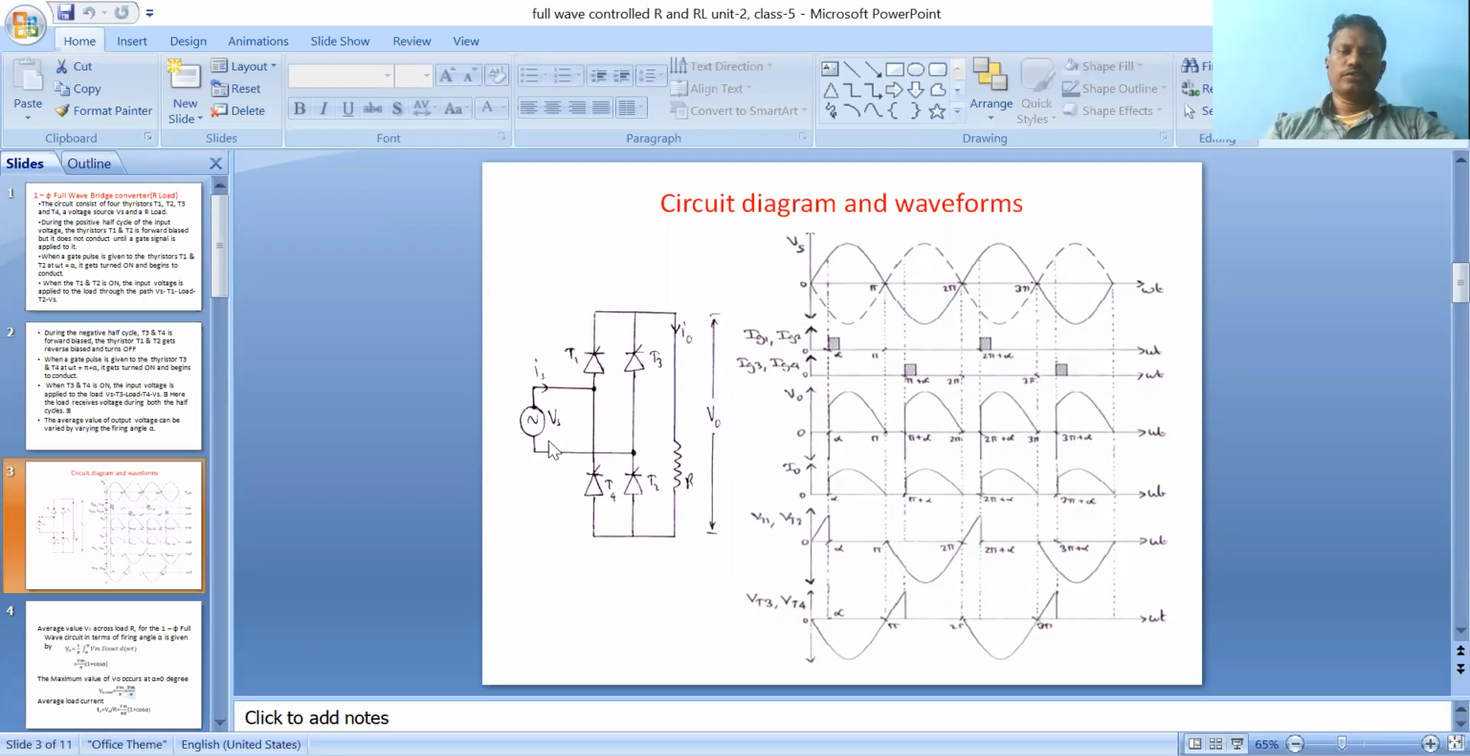The supply is AC and we are getting DC. It is called AC to DC, which is a rectifier. So the name of this circuit diagram is single phase full bridge rectifier. By seeing the diagram you can easily identify the name of the circuit. What is the name of the circuit diagram? Single phase full bridge rectifier.